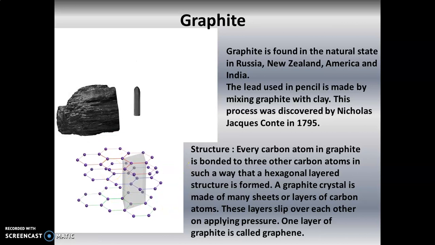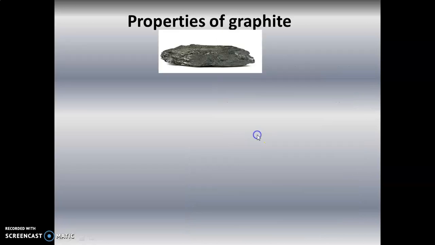A graphite crystal is made up of many sheets or layers of carbon atoms. As you can see in this diagram and in this diagram, we can see sheets of carbon atoms. These layers slip over each other on applying pressure. One layer of graphite is called graphene. Suppose this is a single layer, so this is a graphene. And by pressure, these layers form a complete structure, that is graphite.